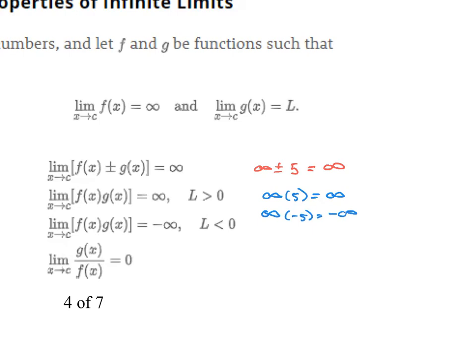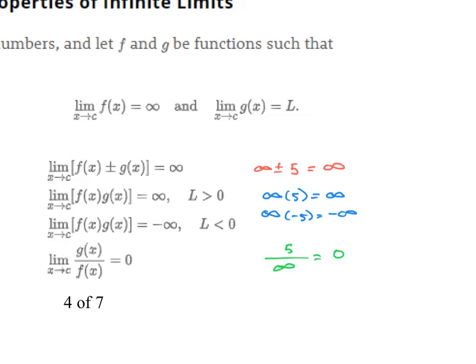And then what's the next one say? The next one says, what's something like 5 over infinity? Well, infinity is a huge, huge number, so you have a really big number on the bottom and a very small number on top, relatively speaking. So this would always approach the number 0.